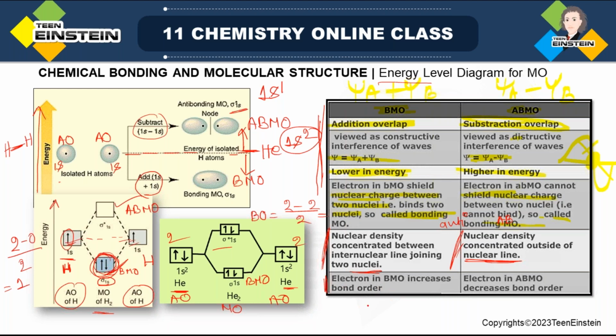The last point is you can understand that electrons in BMO increase bond order, because bond order is (n BMO minus n ABMO) divided by 2. Higher is the number of electrons here, obviously bond order will be high. And when electrons in ABMO are very high, that means bond order will be towards the lower side, because we are subtracting it from n BMO. Fine.